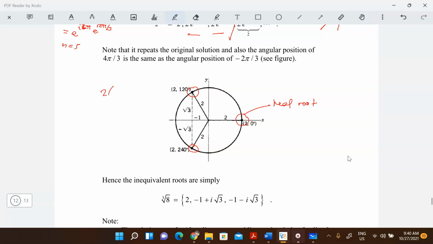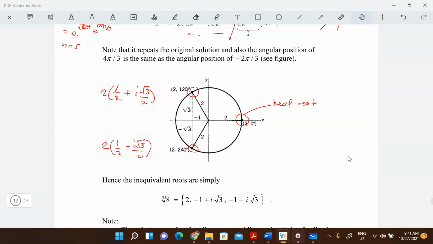What I'm going to get is the following: 2 times half plus root 3 over 2, and the bottom one is half minus i root 3 over 2. So you can see that these two roots are actually related by conjugation.